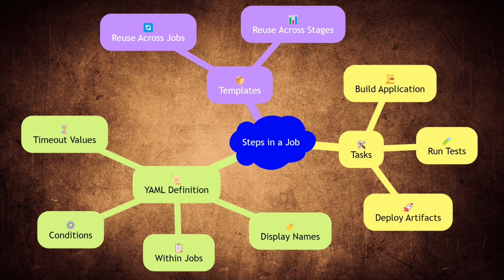They can include commands to build your application, run tests, or deploy artifacts. In YAML, steps are defined within jobs and can include various settings such as display names, conditions, and timeout values. Steps can also be grouped into templates for reuse across multiple jobs or stages.